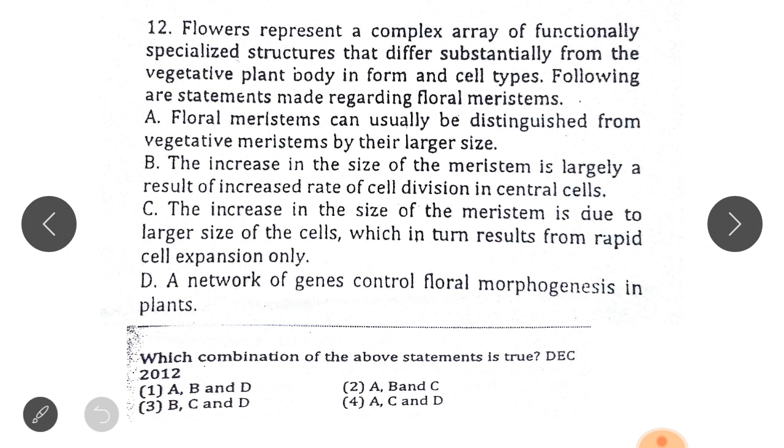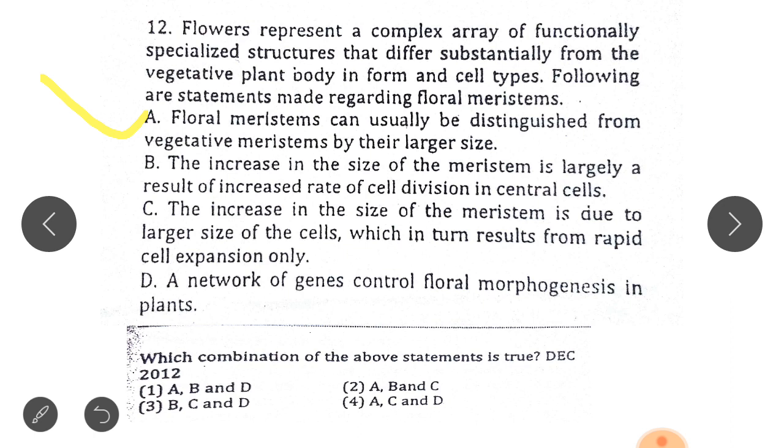This question comes from December 2012. Flowers represent a complex array of functionally specialized structures that differ substantially from the vegetative plant body in form and cell types. Following are statements made regarding floral meristem. So here we have to find the differences between the floral meristem and vegetative meristem. A, floral meristem can usually be distinguished from vegetative meristem by their larger size. Absolutely right. So A is right.